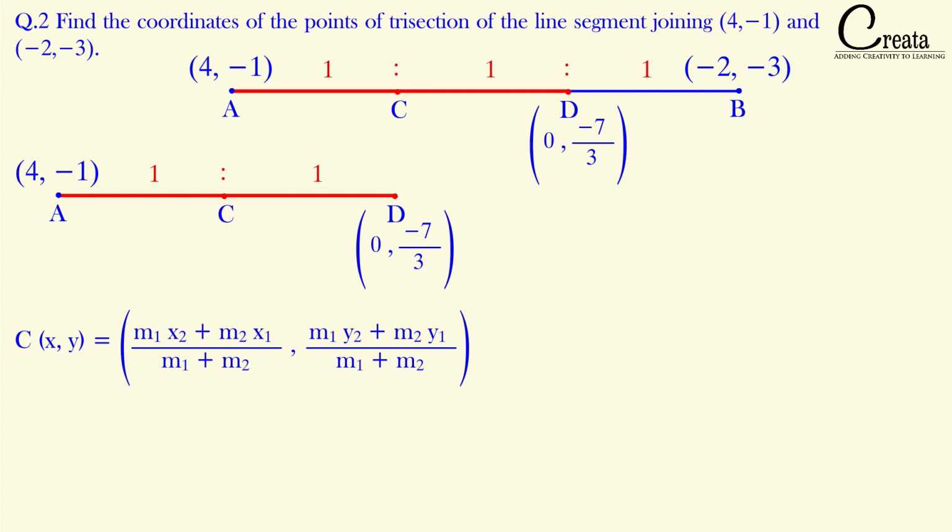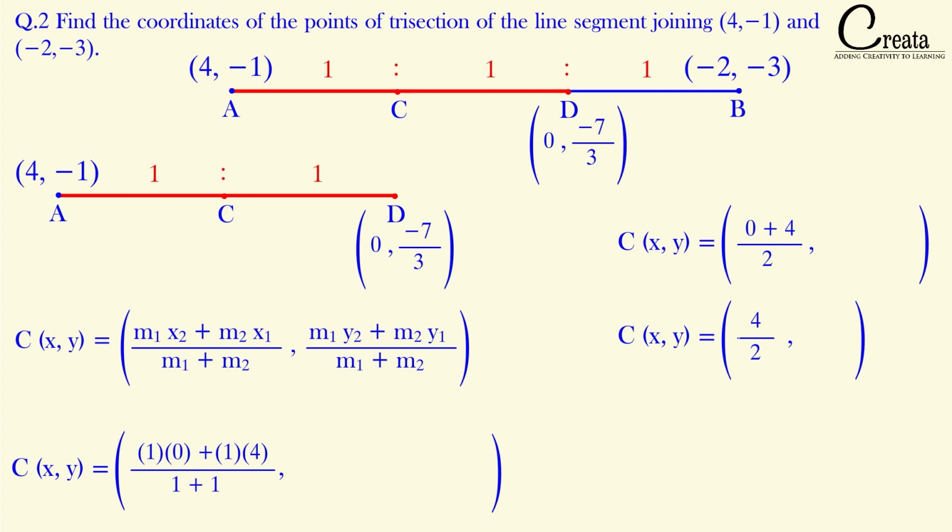The ratio of AC is to CD is 1 is to 1, that is m1 is to m2 is 1 is to 1, and the coordinate of A is x1, y1 and the coordinate of point D is x2, y2, that we have just calculated as 0 comma minus 7 upon 3. We know all the inputs of the section formula. Let's use the section formula for the x coordinate. Let's put the value. On solving, we got x as 2.